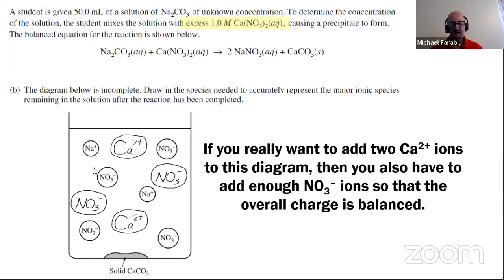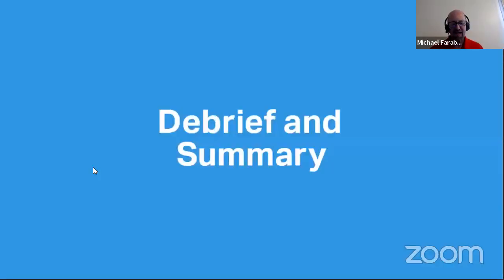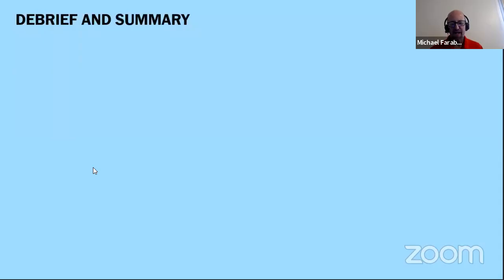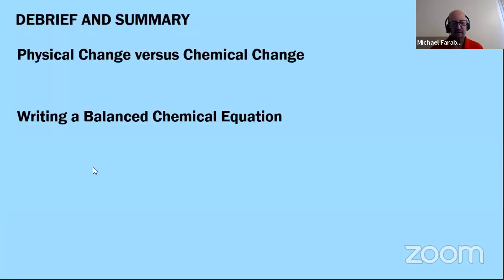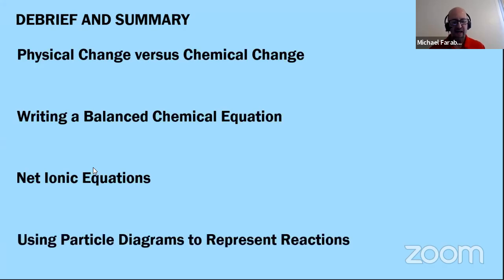Okay, well, that wraps up this particular lesson. We'll now go to our homework. So again, in today's lesson, we talked about chemical reactions as well as physical and chemical change. We talked about net ionic equations, and we took a good look at particle diagrams to represent reactions.